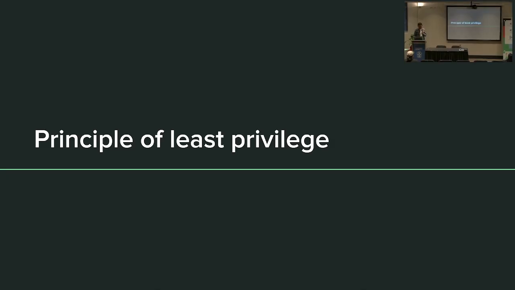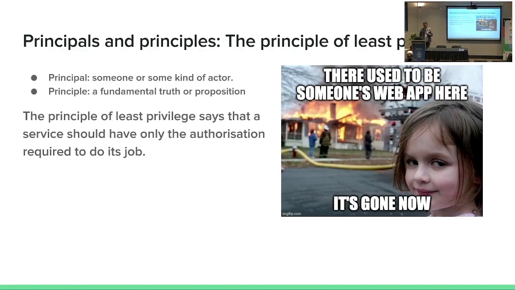So with that in mind, what is the principle of least privilege? There's two types of principles, and they're both pronounced the same way, which doesn't help. But principal and principle. A principal is someone or some kind of actor, and a principle is a fundamental truth or proposition. So the way I remember the difference in spelling is the first one, pal. It's a pal, it's like your mate, someone you know. So it's some kind of actor, someone. And a principle is just the other one. And the principle of least privilege says that a service should only have the authorization and permissions to do what it needs to do in order to do its job.